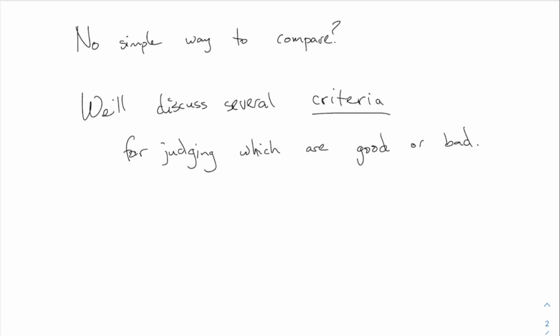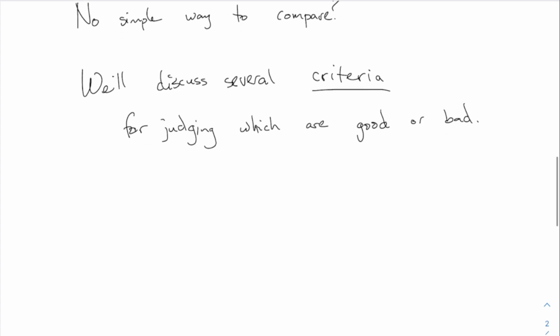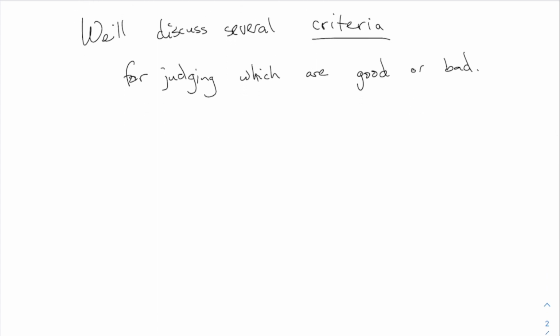And we're going to say, well, the ranked choice is good in this and this and this way, but it's bad in this and this and this way. And the plurality is good in this way, but it's bad in this way. That kind of thing is where we're going with this, all right? Criteria for judging which are good and bad. And there are many ways that you could think of doing this. So we're going to start today by talking about one fairly simple criterion.